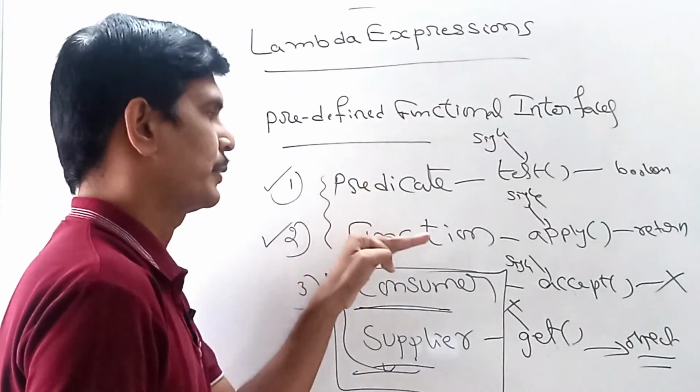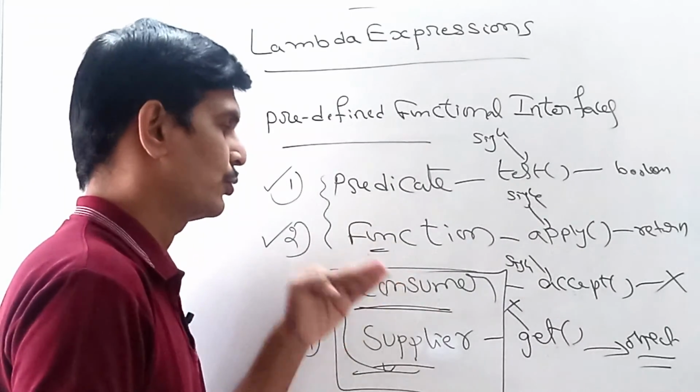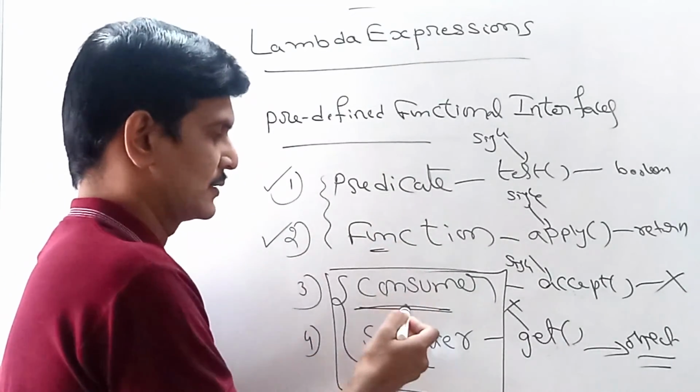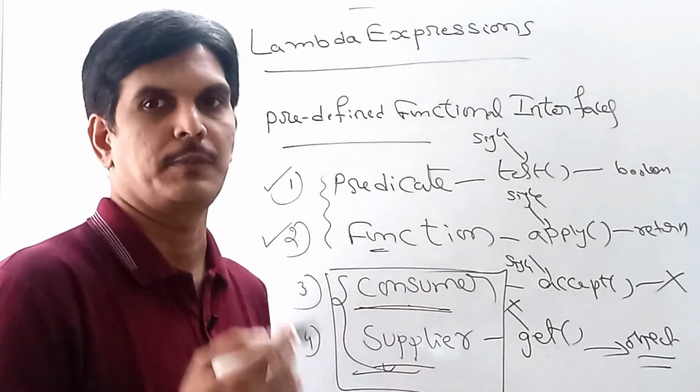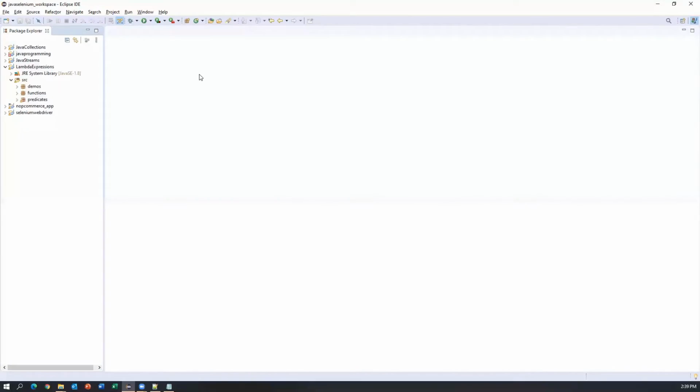For consumer and supplier, we will see a few more practical examples. We already discussed predicate and function. Now I'm going to show you a few more practical examples on consumer and supplier. Now let us move on to the practical part. All right, so now we'll see one example on consumers and suppliers. First let us start with the consumer.